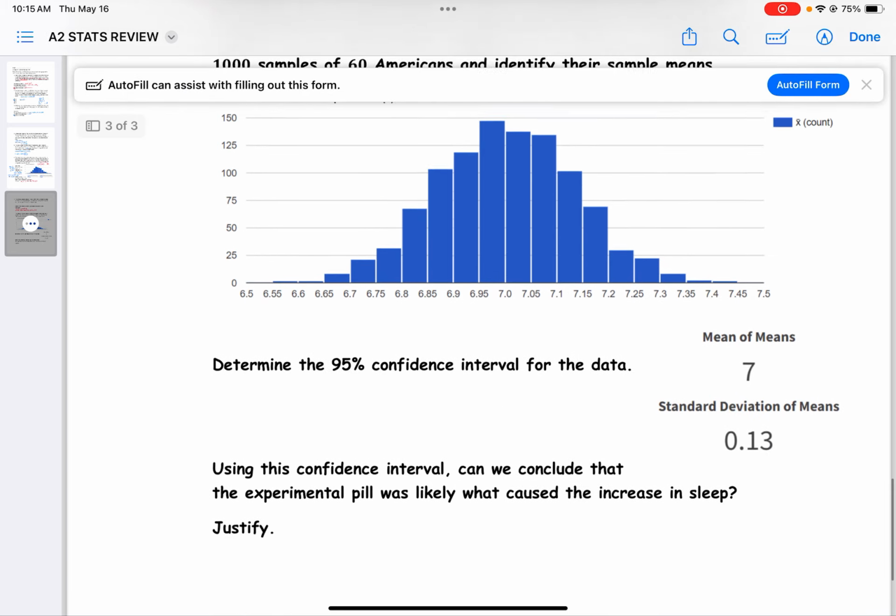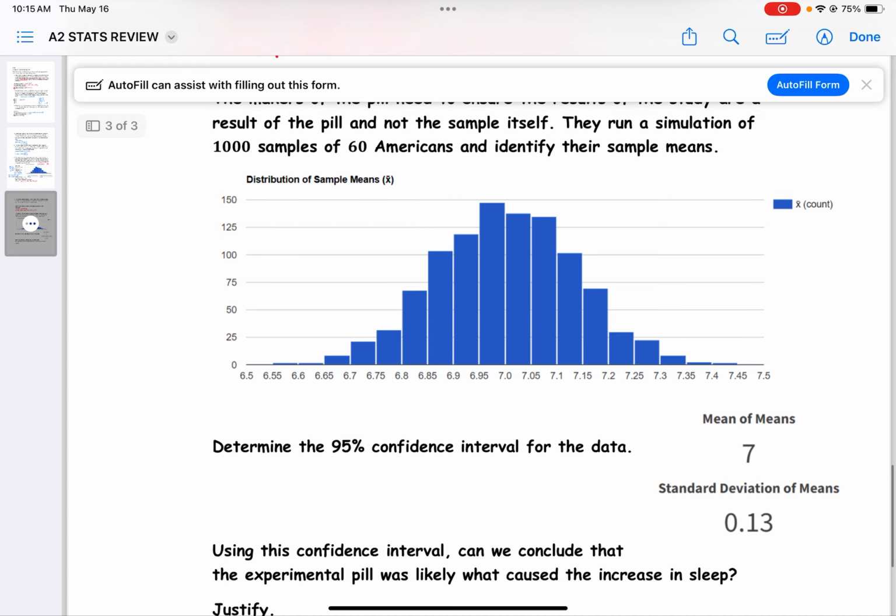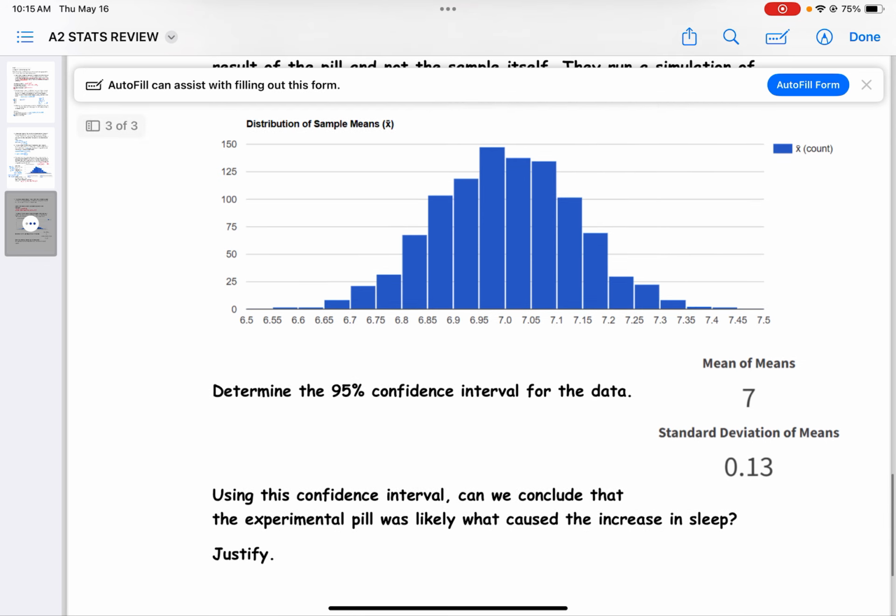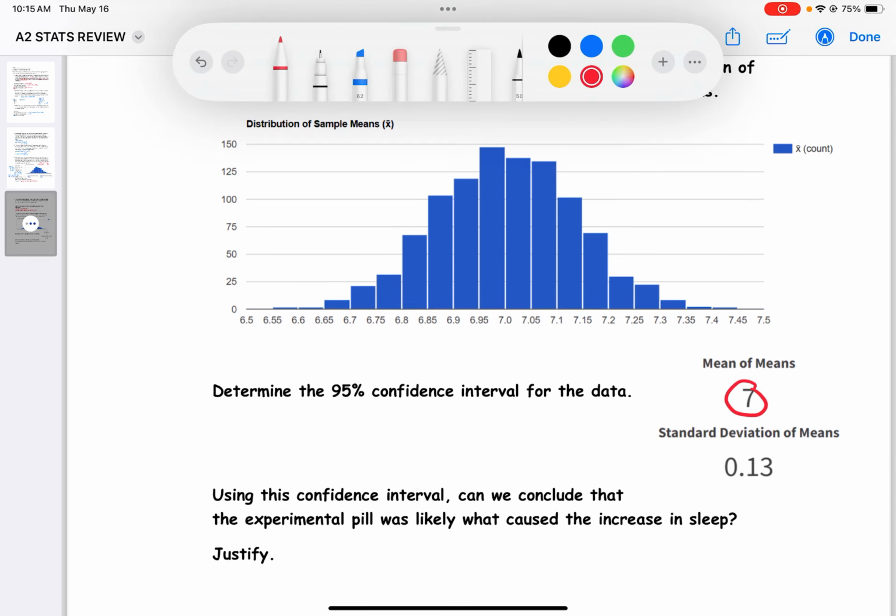So we ran a simulation again. Took 1,000 samples of 60 Americans using those numbers and identified their sample means. So the mean of the means is 7, and the standard deviation is 0.13. And we can use this again to make a 95% confidence interval. So 7 plus 2 standard deviations is 7.26, and 7 minus 2 standard deviations is 6.74. And once again, I use the coordinate method.